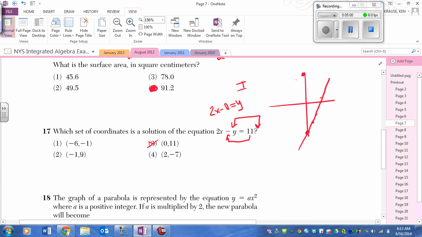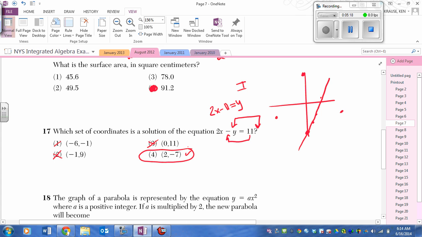So let's say 0, 11 seems to be out right away. That's up here. 2, negative 7, that's a possibility. That should be okay. How about 9, negative 1? Not an okay point. And then negative 6, negative 1 will be over here. So my guess is this is the answer.